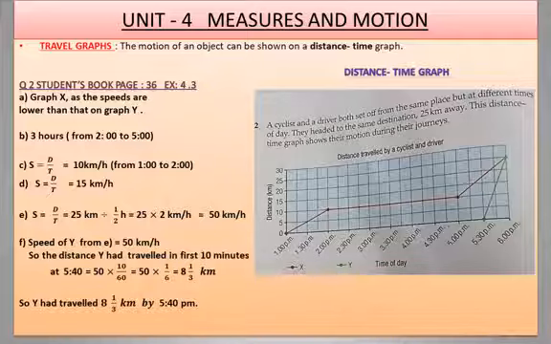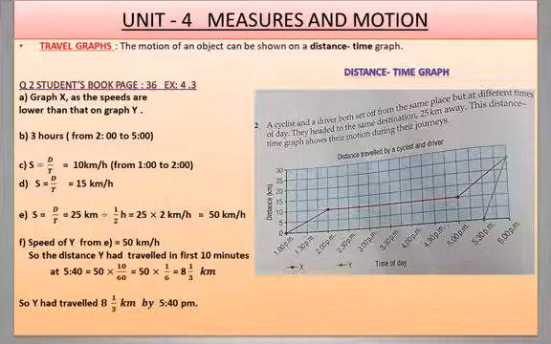Now question number F: using your answer to part E, calculate how far person Y had travelled by 5:40 p.m. So you have to find, using E, how much distance Y travelled by 5:40 p.m. He started at 5:30, and after 10 minutes we have to find how much distance he traveled. So we have to use the answer of E. What is the answer of E? E is the speed of Y. From the speed of Y we can substitute in F.